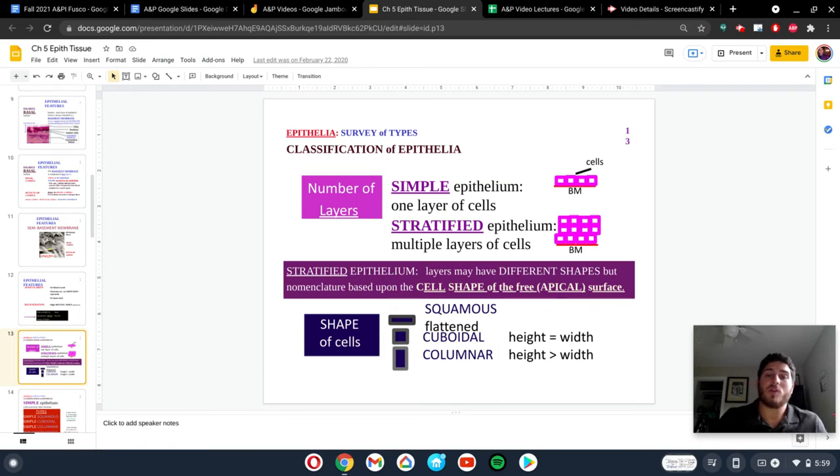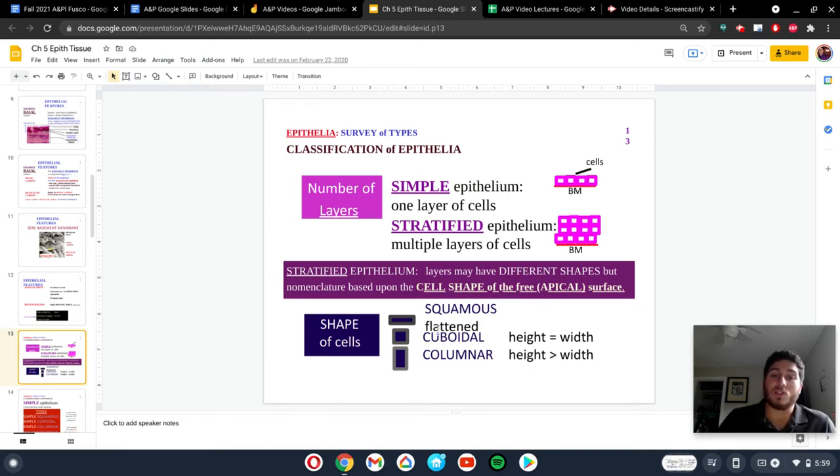Not only that, but we can look at what is the shape of those cells. All right, so the first one is the weird one. It is called squamous. Squamous epithelia means that they are flat. All right, this is not the best picture, but they are flat. So if I have simple squamous epithelial tissue, that means they are one layer of flat cells.